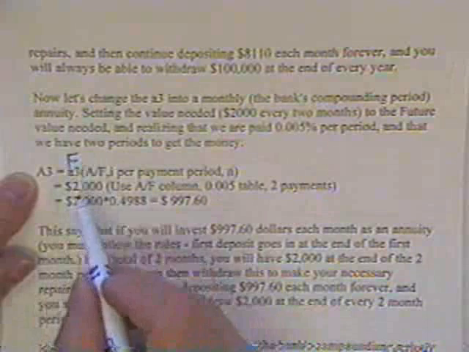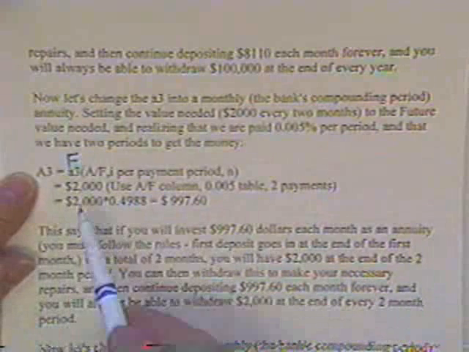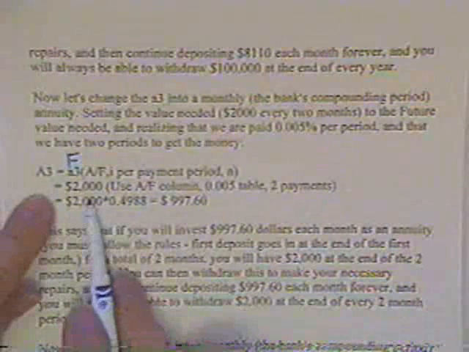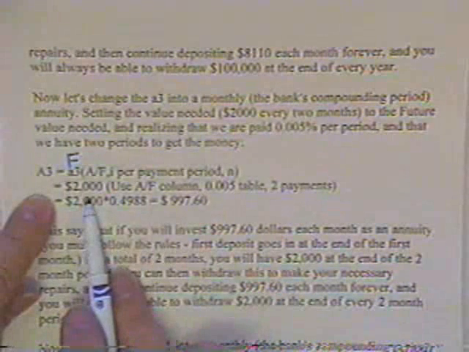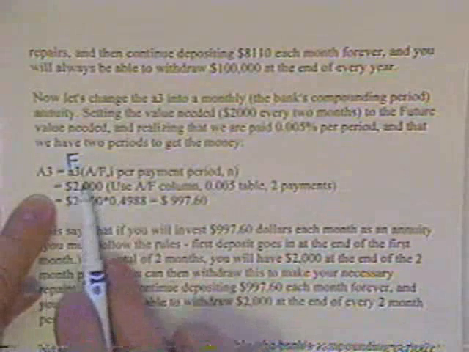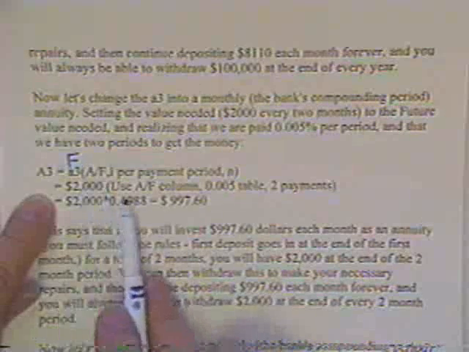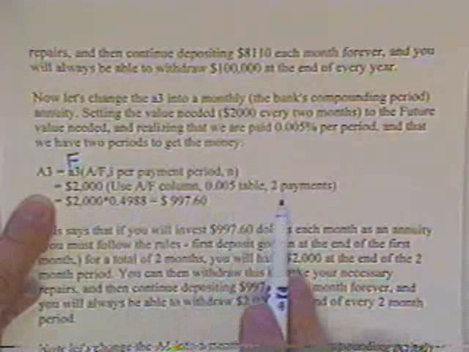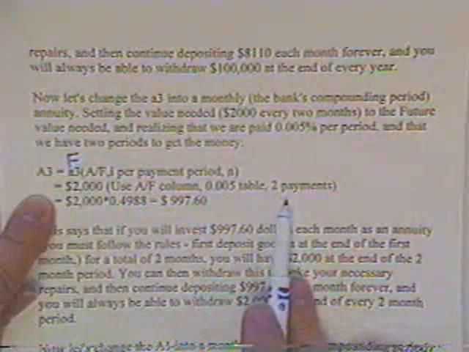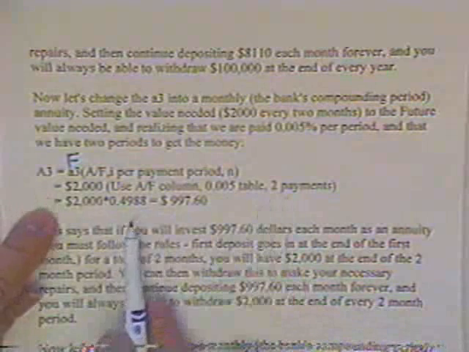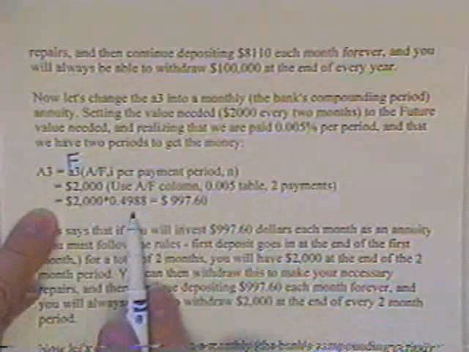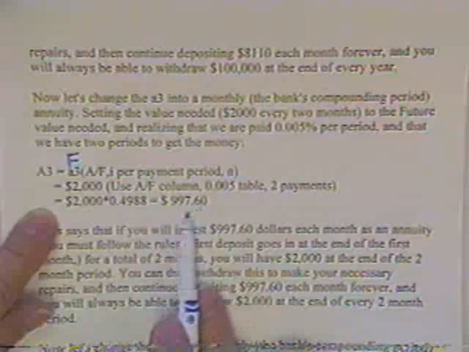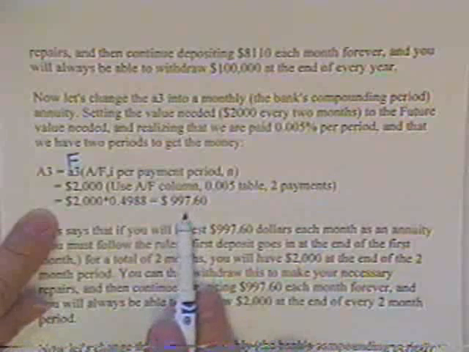And we do that by pretending that the A3 is a necessary future value. So this is in effect F times A over F. It says that the $2,000 future value needed, when F over F cancels, A is what I'm looking for, so use the A over F column, use the 0.5% table, give me 2 payments. And so 2 payments would give you 0.4988 if you look in the tables. It means you have to give me $997.60.